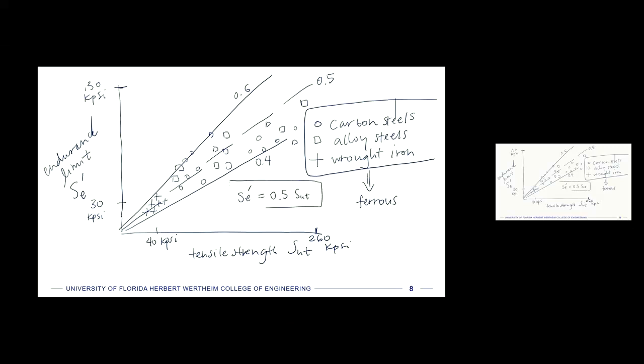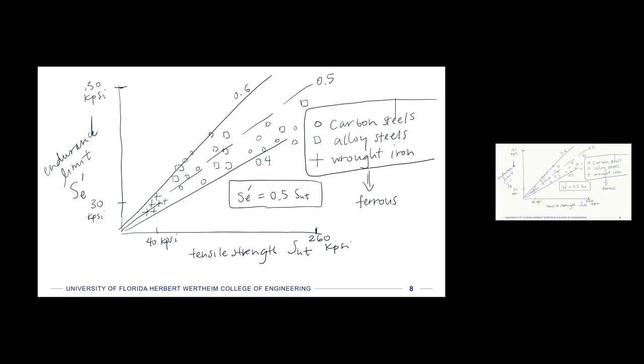is going to be half of the ultimate tensile strength. So as long as a specimen has had some kind of a set of tensile tests, then you can estimate its endurance limit. This holds for most carbon steels and alloy steels.